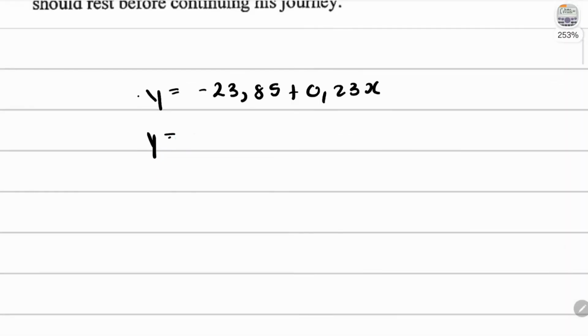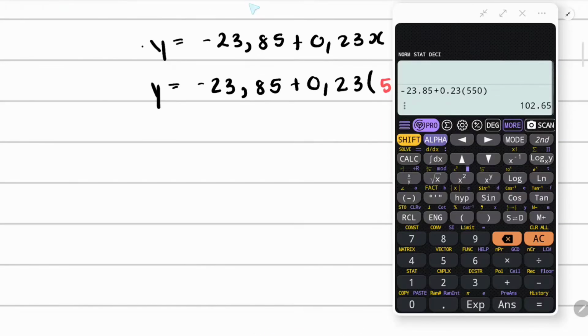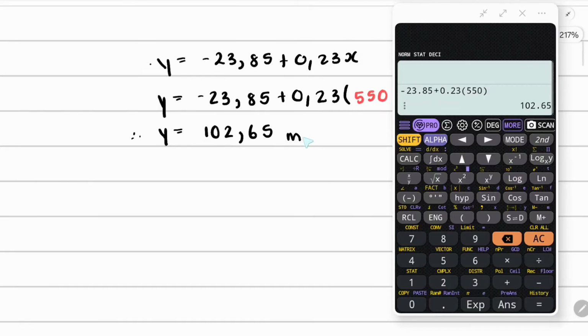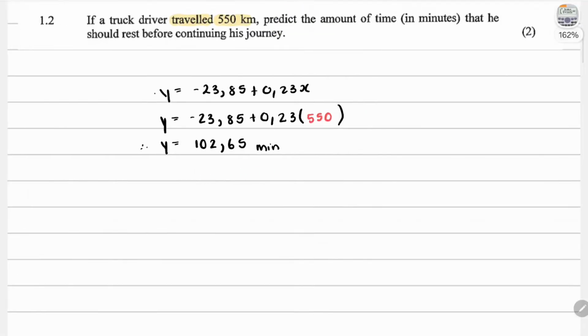So we'll say y is equal to negative 23.85 plus 0.23, and then in place of x, that is going to be 550. And let's go ahead and see. And when we substitute, we get a y value of, and we can do calculations here still perfectly fine, 102.65 minutes. Okay, so that will be the time that this truck driver would spend resting. Okay, so that is our answer, and moving on to the next question.